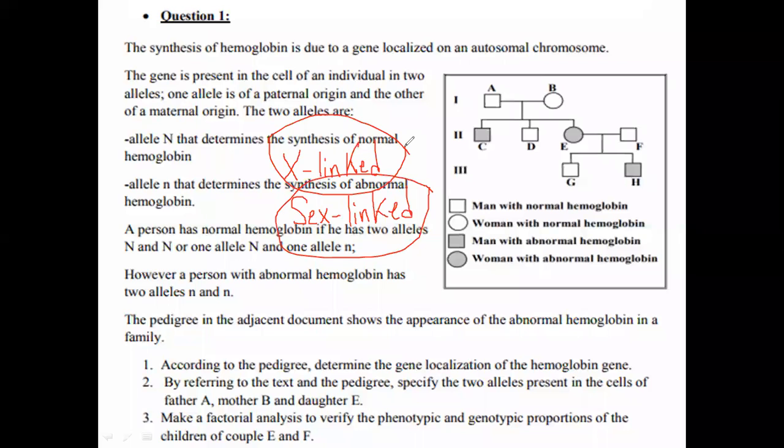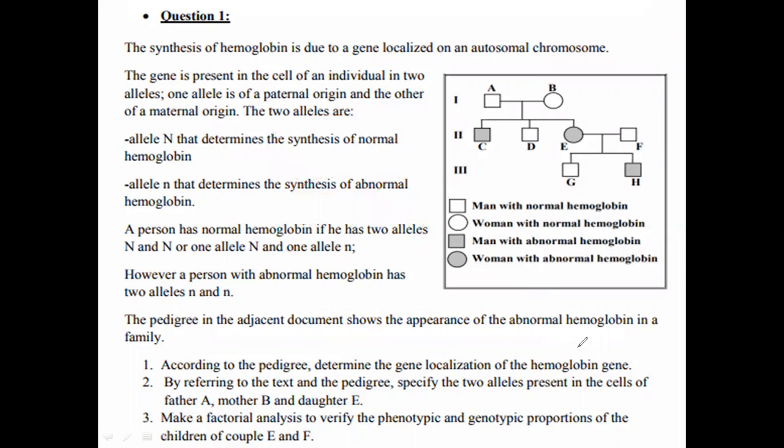Also, if it's X-linked and I need to do factorial analysis, you have to use the genotype. For example, if the genotype is XDY, then the gametes are 50% XD and 50% Y. We're going to discuss this later on. But first, I'm going to talk only about the case of autosomal.